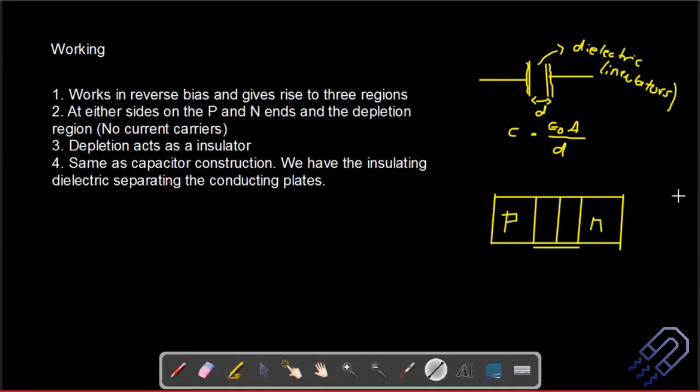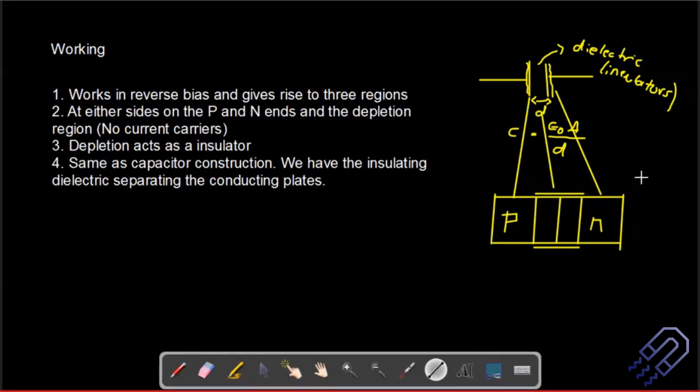So you know these two, P and N, will act as the plates of the capacitor. And this D is nothing but this distance. So we're talking about this distance being D.